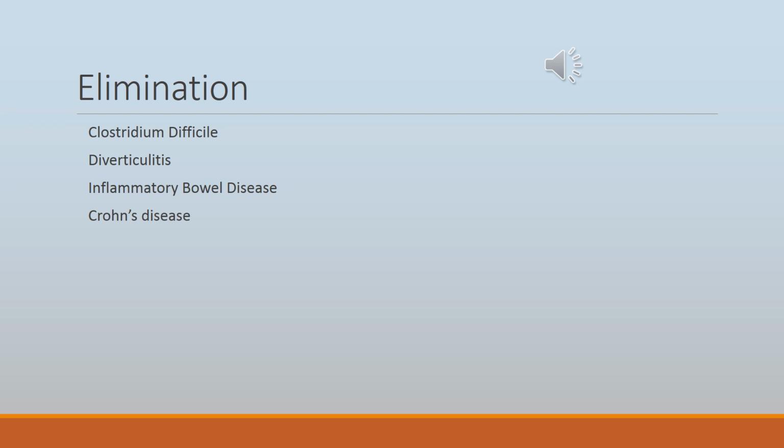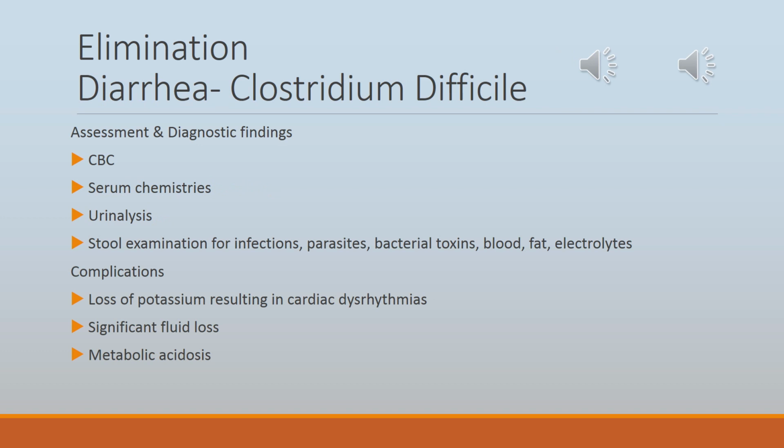The concept elimination has exemplars titled Clostridium difficile, diverticulitis, inflammatory bowel disease, and Crohn's disease. With the concept elimination is the exemplar Clostridium difficile. Infection is usually preceded by antibiotic agents that disrupt normal intestinal flora and allow the antibiotic-resistant C. difficile spores to proliferate within the intestine. The organism causes pathology by releasing toxins into the lumen of the bowel.